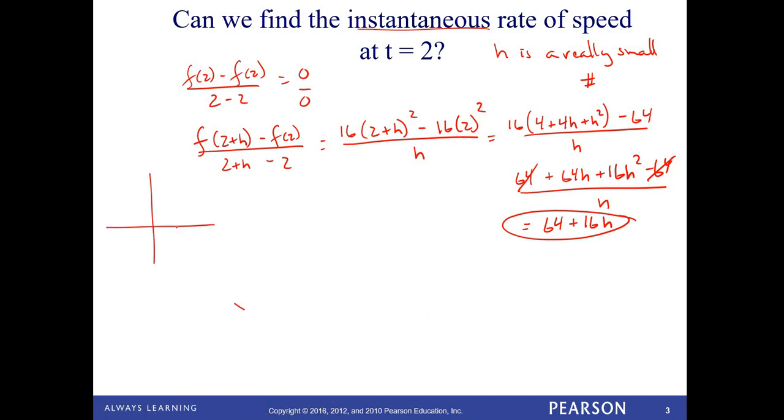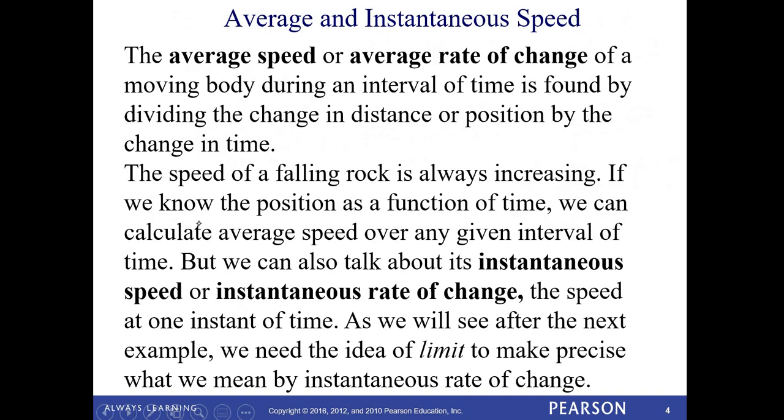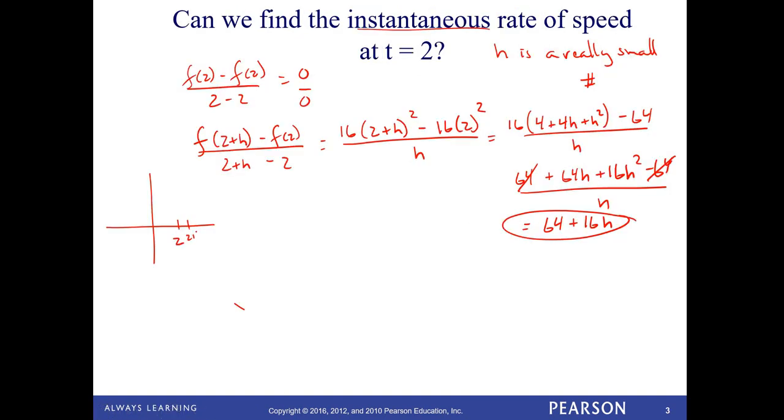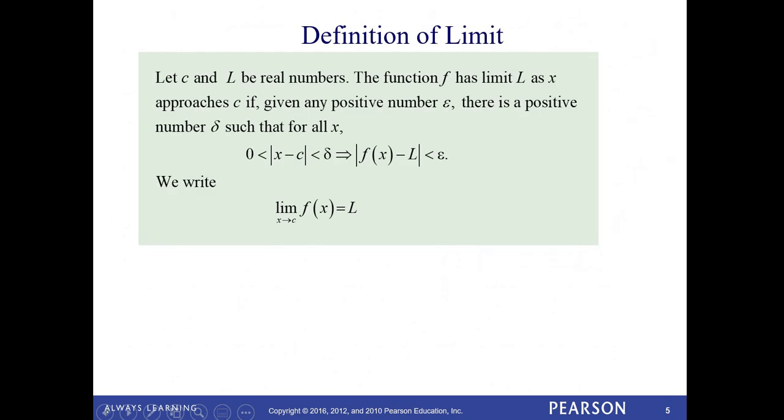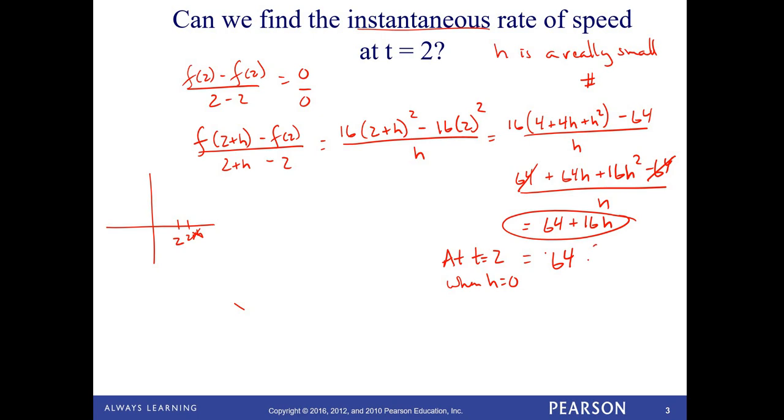If I am moving from t equals 2 to some number that is 2 plus h, when h is really, really small, it's still not quite instantaneous rate of change. But if h is 0, which I now can do, so at t equals 2, when the change on the x-axis is 0, I find that 64 is the answer of how many feet per second as my instantaneous rate of change at t equals 2.